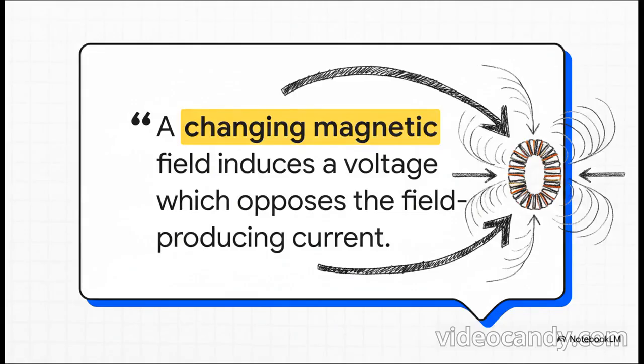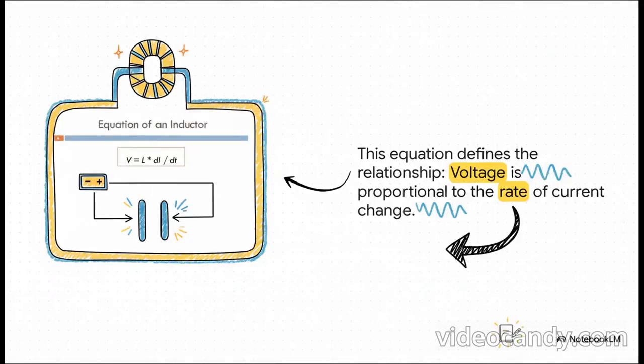When the current changes, the magnetic field has to change with it. And according to the laws of physics, a changing magnetic field actually creates, or induces, a voltage. And this new voltage pushes back in the exact opposite direction of the change, desperately trying to keep the current nice and stable. And this whole behavior is captured perfectly in one really elegant equation.